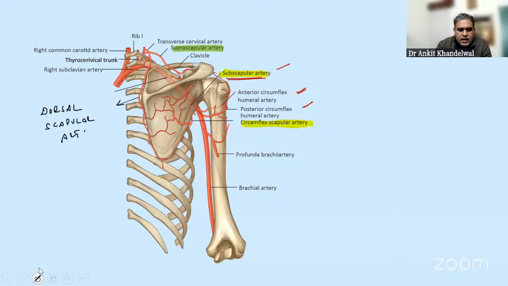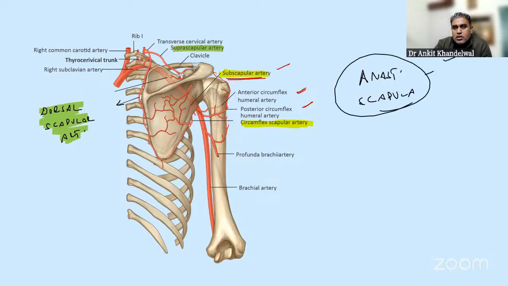Which artery? Dorsal scapular artery. This green highlighted part represents the branches of the subclavian artery, and the yellow highlighted part shows the branches of the axillary artery. And what are they both denoting? They both are denoting the anastomosis around the scapula. That is another highlighted topic over here. I hope you understood this. Yes or no? Let's move ahead.